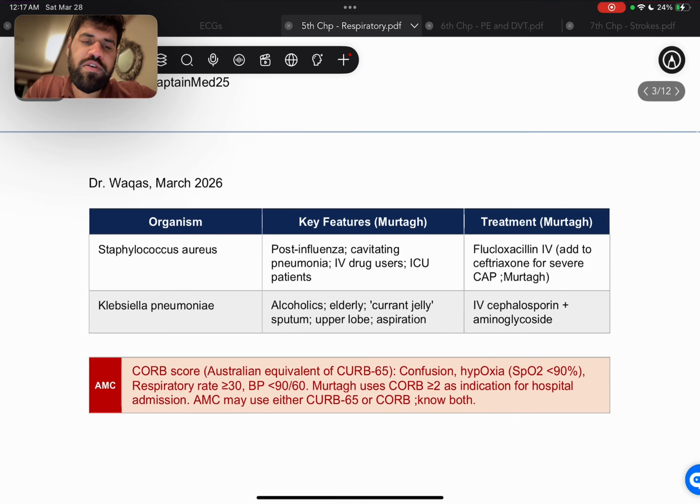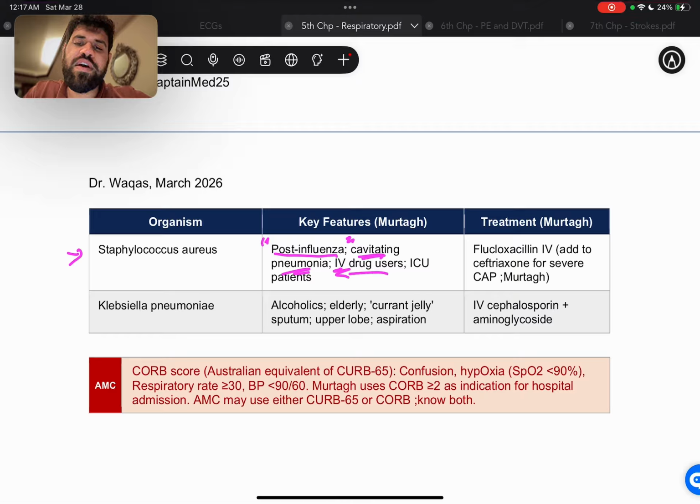Then Staphylococcus aureus, it's post-influenza pneumonia. All right, we see cavitating pneumonia on chest X-ray, mostly seen in IV drug users and ICU patients. For this, we use flucloxacillin IV, and we add ceftriaxone for severe CAP.